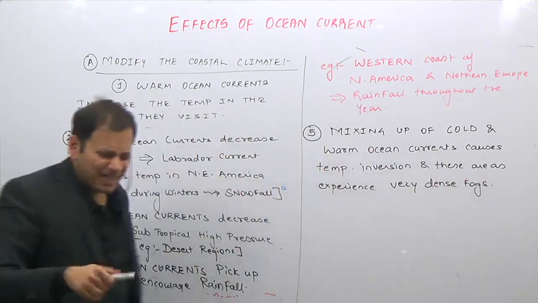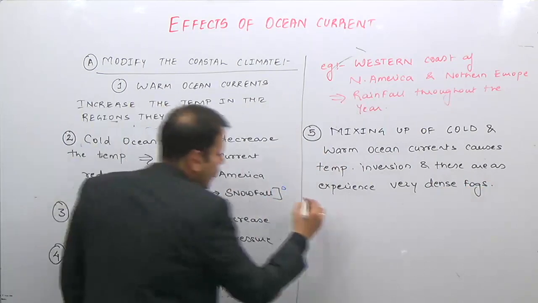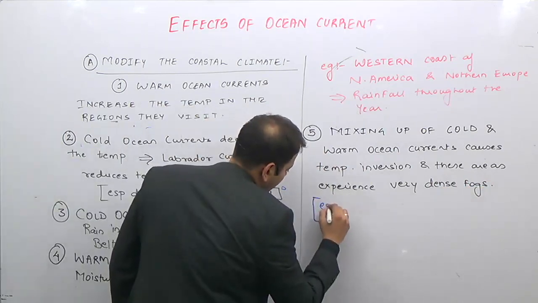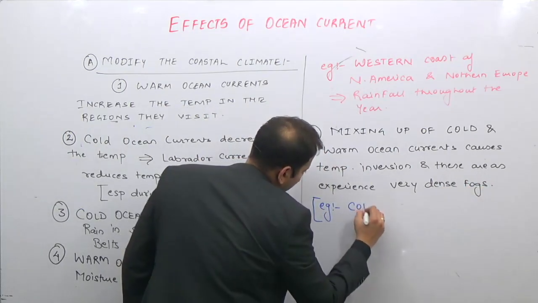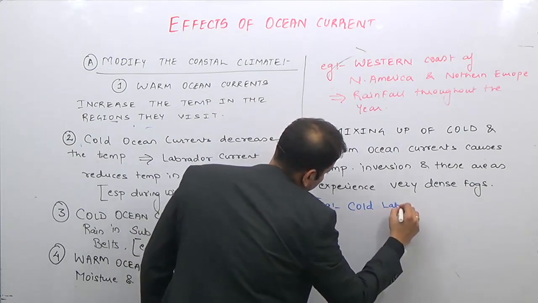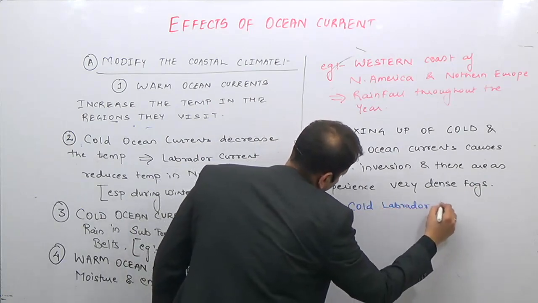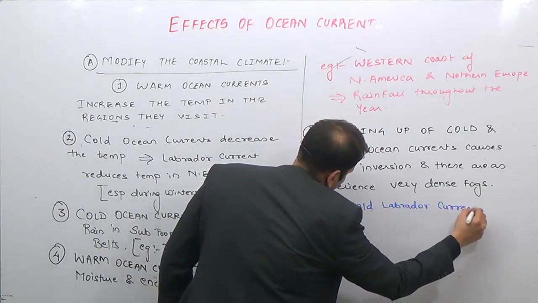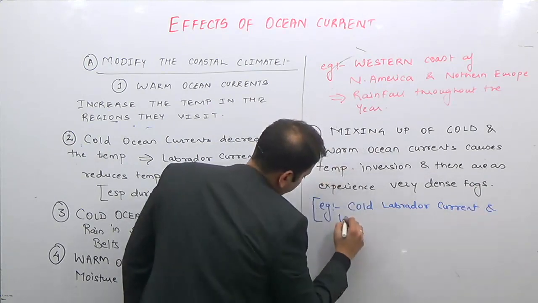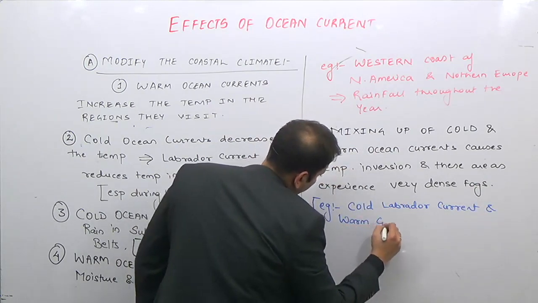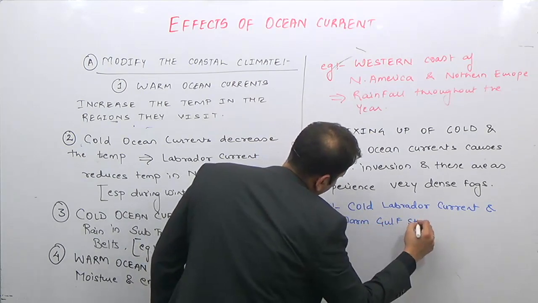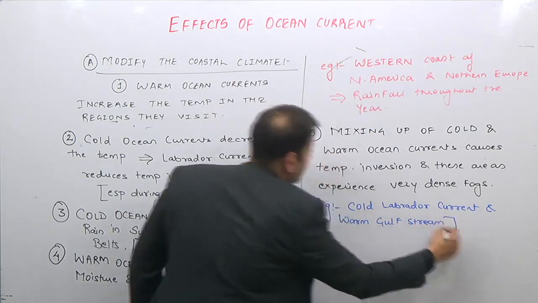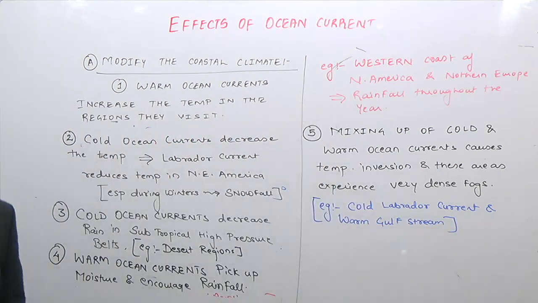Now this example is the mixing up of the cold Labrador current and the warm Gulf Stream, in which region? Near the Newfoundland region. So this is an example.